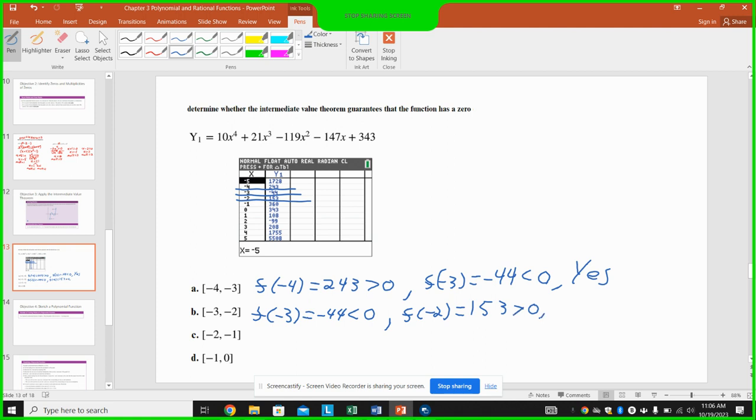So therefore, does the intermediate value theorem apply, that the function has a 0? Yes. All right, let's keep going.